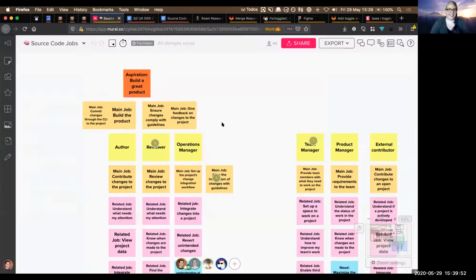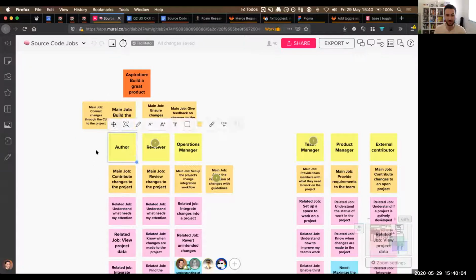For example, Katherine started the sticky notes and then these columns. The first sticky note that she placed under author, which I think before was contributor, but then I changed it to author, was this one: build the product. I thought that this is too broad, and this is not the single responsibility of this job performer. There are many job performers and many people building the product.